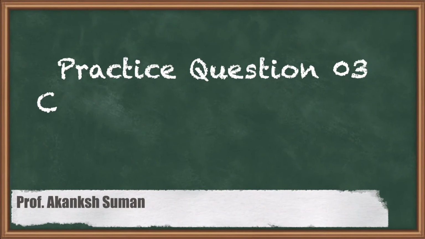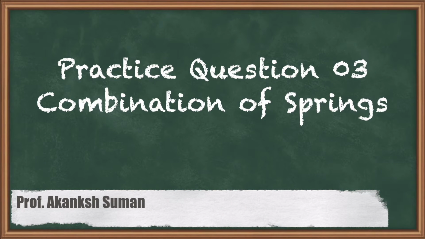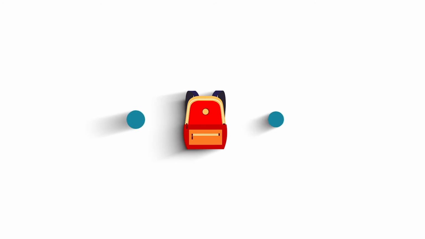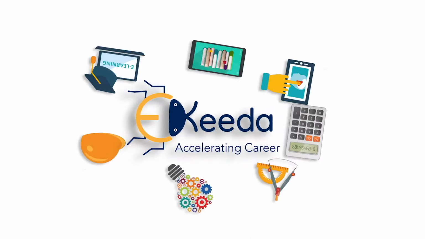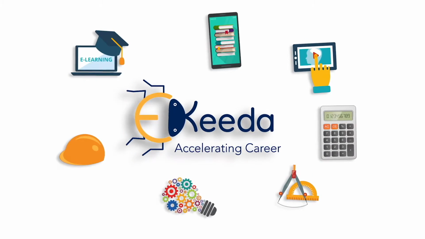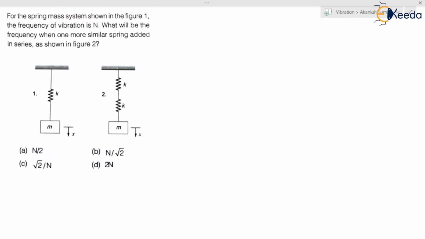Hello everyone, now we are going to solve the questions based on the combinations of the spring. For the spring mass system shown in figure 1, the frequency of vibration is n. Okay, in figure 1, it is given that the frequency of vibration is n. What will be the frequency when one more similar spring, meaning the spring constant is the same, is added?